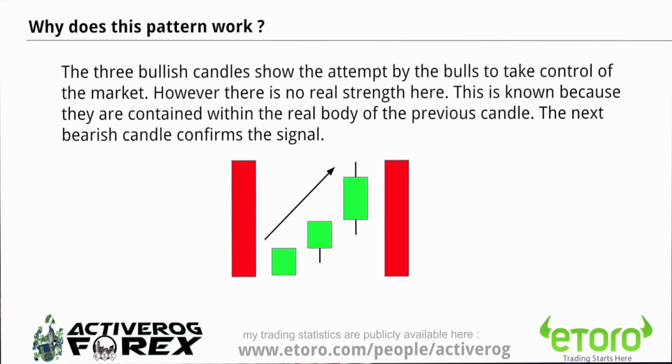The 3 bullish candles show the attempt by the bulls to take control of the market. However, there's no real strength here. This is known because they are contained within the real body of the previous candle. The next bearish candle confirms the signal. Since price is contained within the first bearish candle, you can see there is little bullish sentiment. The next bearish candle confirms where the strength is held and confirms the signal.